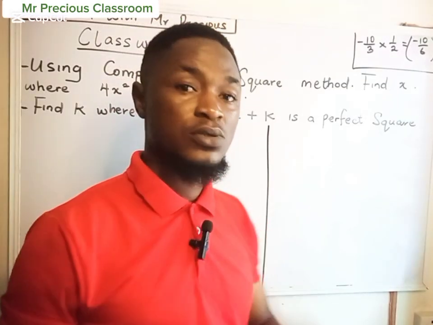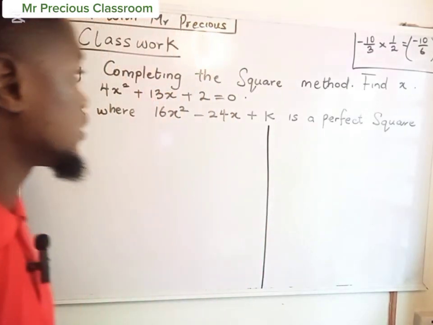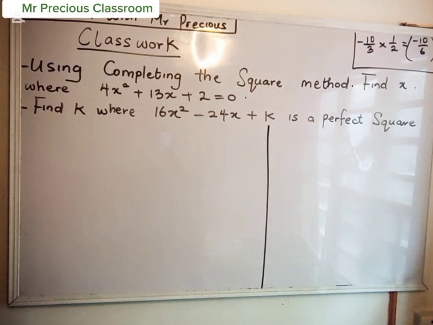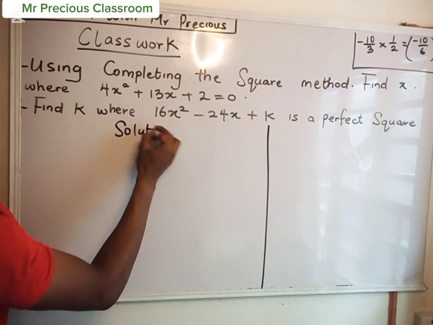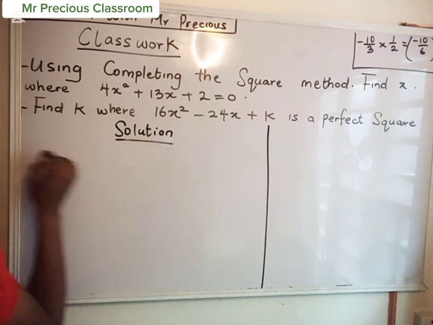Alright, this is the solution to the problem on the board. Using the completing the square method, find x in the first equation, and find k in the second equation if that equation is a perfect square. So, solution. Let's start with number 1.